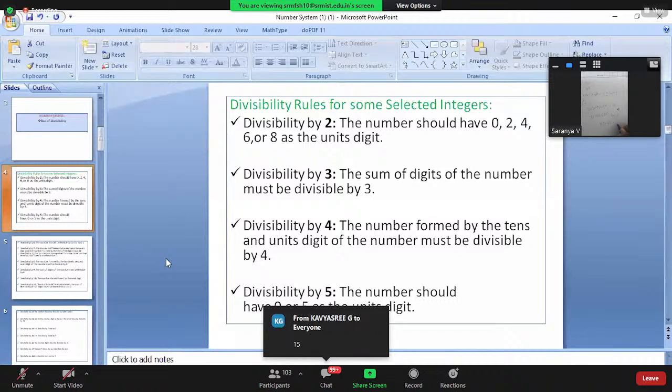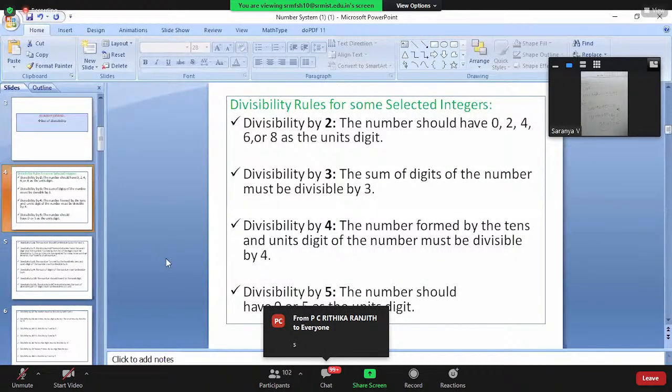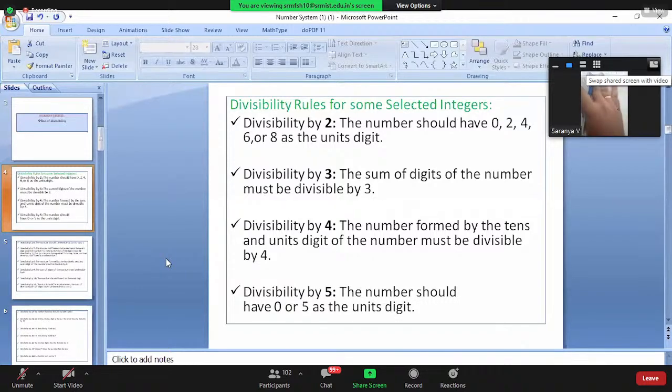15. Yes. So is 15 divisible by 3? Yes. So the number 53,142 also will be divisible by 3. Got it? Shall we go to the rule of 4? Rule for 4. I think you are very clear with the rule of 2 and 3.